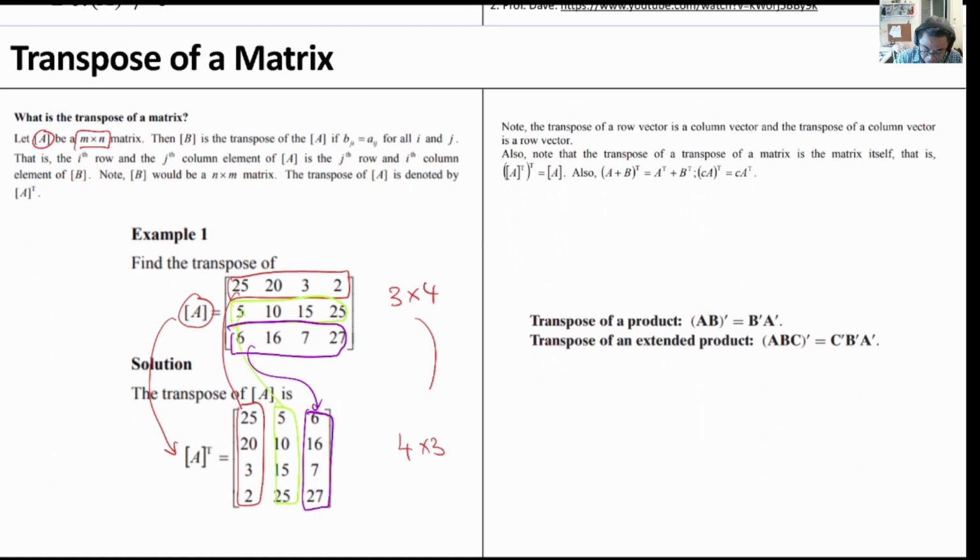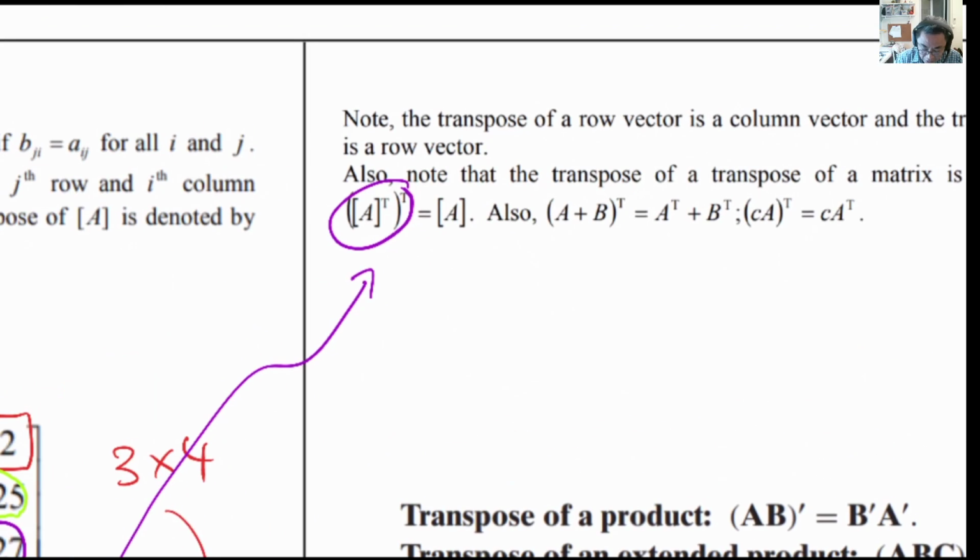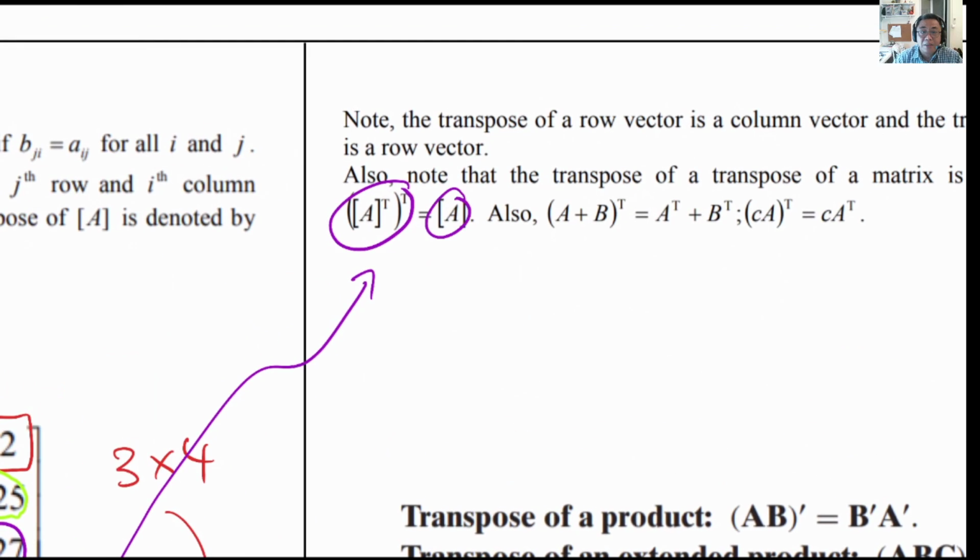Because of this, the following can be deduced. A transpose transpose will be A. That means if you have moved from row to column, when you transpose again, the column will be moved to the row. So A transpose transpose is equal to A.